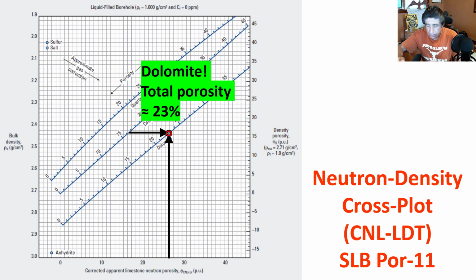If you measure the neutron log in limestone porosity units, and if you measure the density log in limestone porosity units, then they intersect right here in the dolomite guide, and the intersection is 23%. That's how we calculated this porosity. Okay, now what about the sonic porosity?